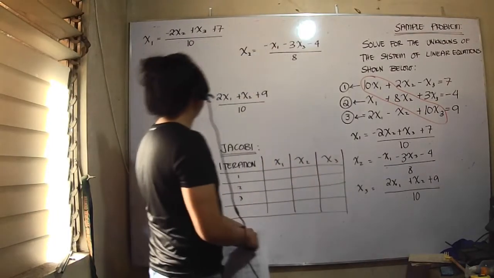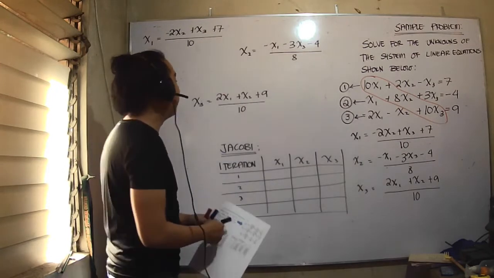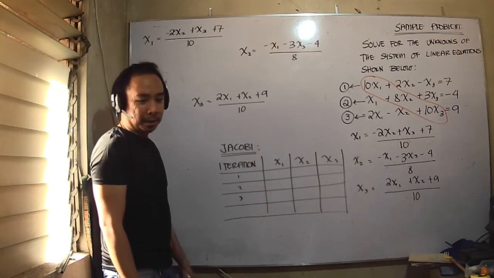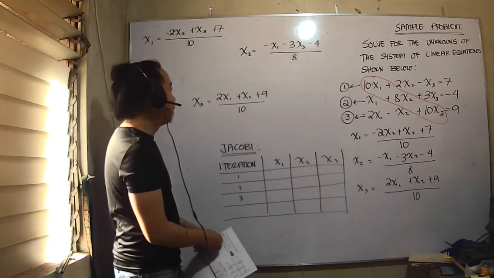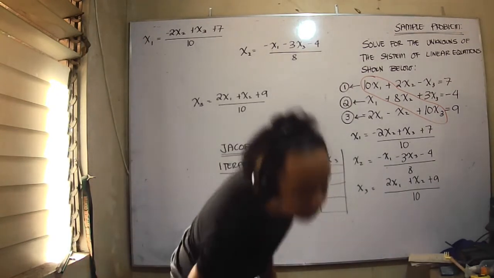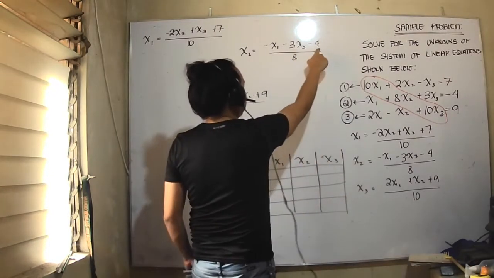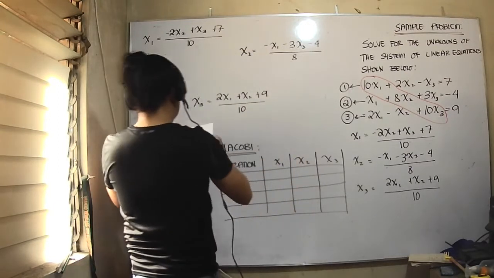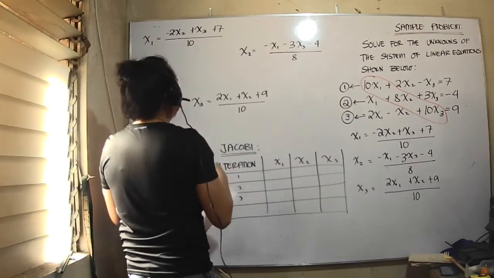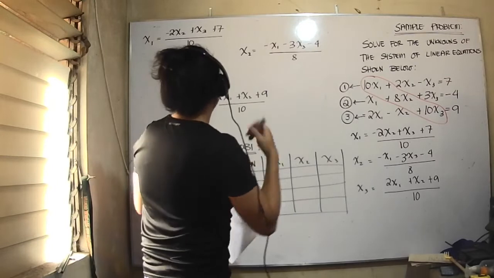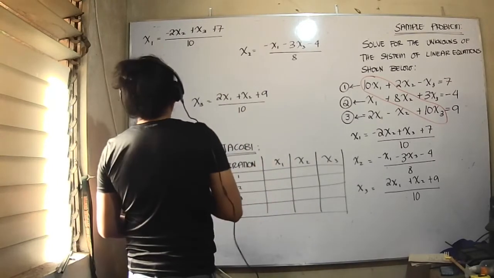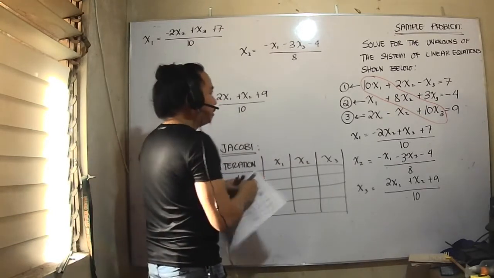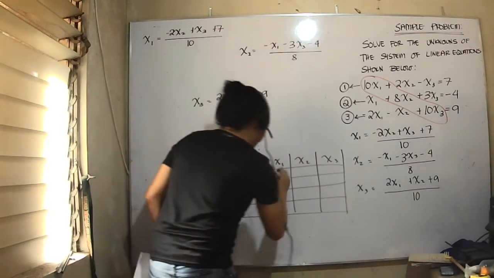Sorry, I ran out of space on my whiteboard, so this is the only way I can represent the solution. By the way, this is negative 3x3 minus 4, for x2. Now for x1, we start our iteration. You can choose any number, but I'd like to start with 0, 0, 0.